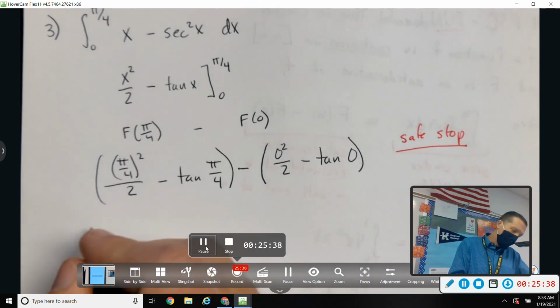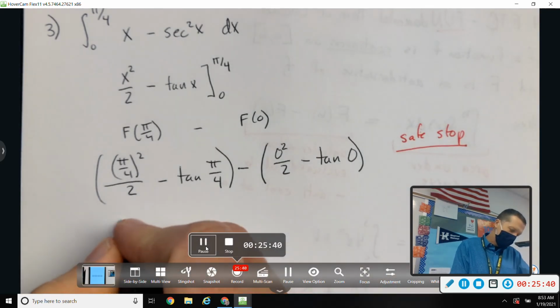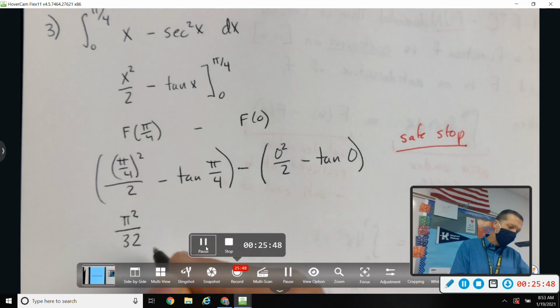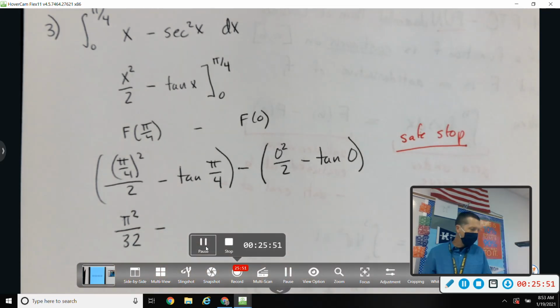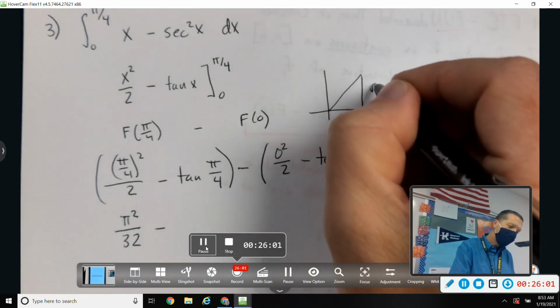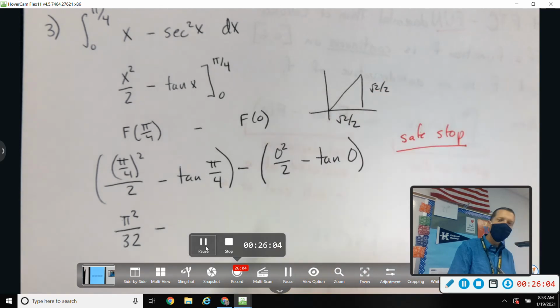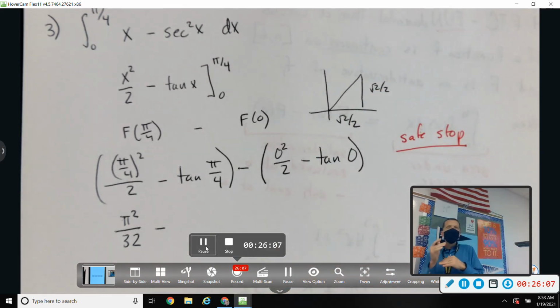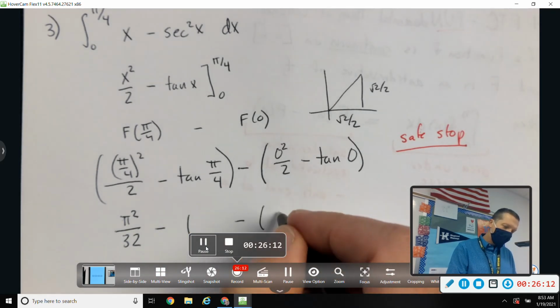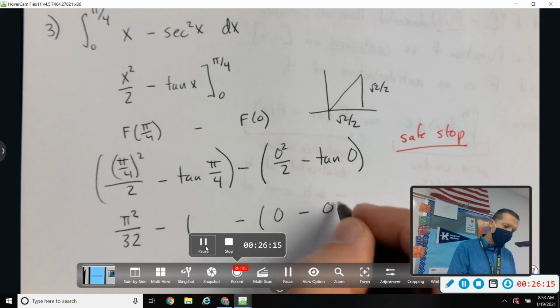Again, multiple choice is probably going to want more. So 4 squared is 16. 2 is also in the bottom, so that'd be pi squared over 32. Tangent of pi over 4. Well, you're at the right spot, right? It's the diagonal, the one that's in the middle. Both the sides are root 2 over 2, but that means the tangent of it is 1. 0 squared over 2 is 0. Tangent of 0 is 0. That's a lot of zeros there.